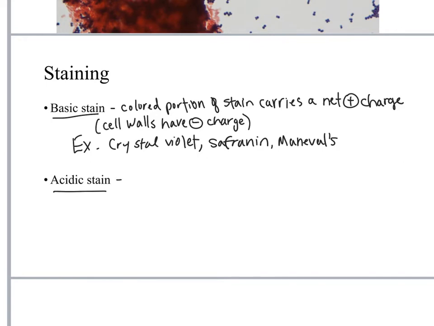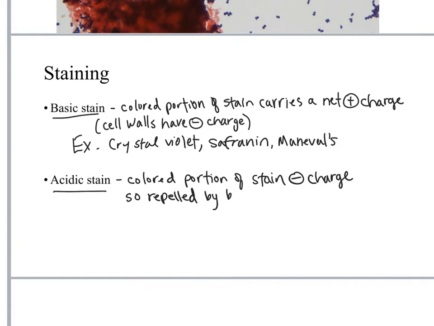Acidic stains, as you may have guessed, are the opposite. The colored portion of the stain carries a net negative charge, so it's going to be repelled by the bacterial cell wall, and all bacterial cell walls have a net negative charge. Because it's repelled, acidic stains are going to stain the background instead of the cell itself. Either way, you get good contrast, whether you stain the cell and not the background, or the background and not the cell. We call this negative staining.